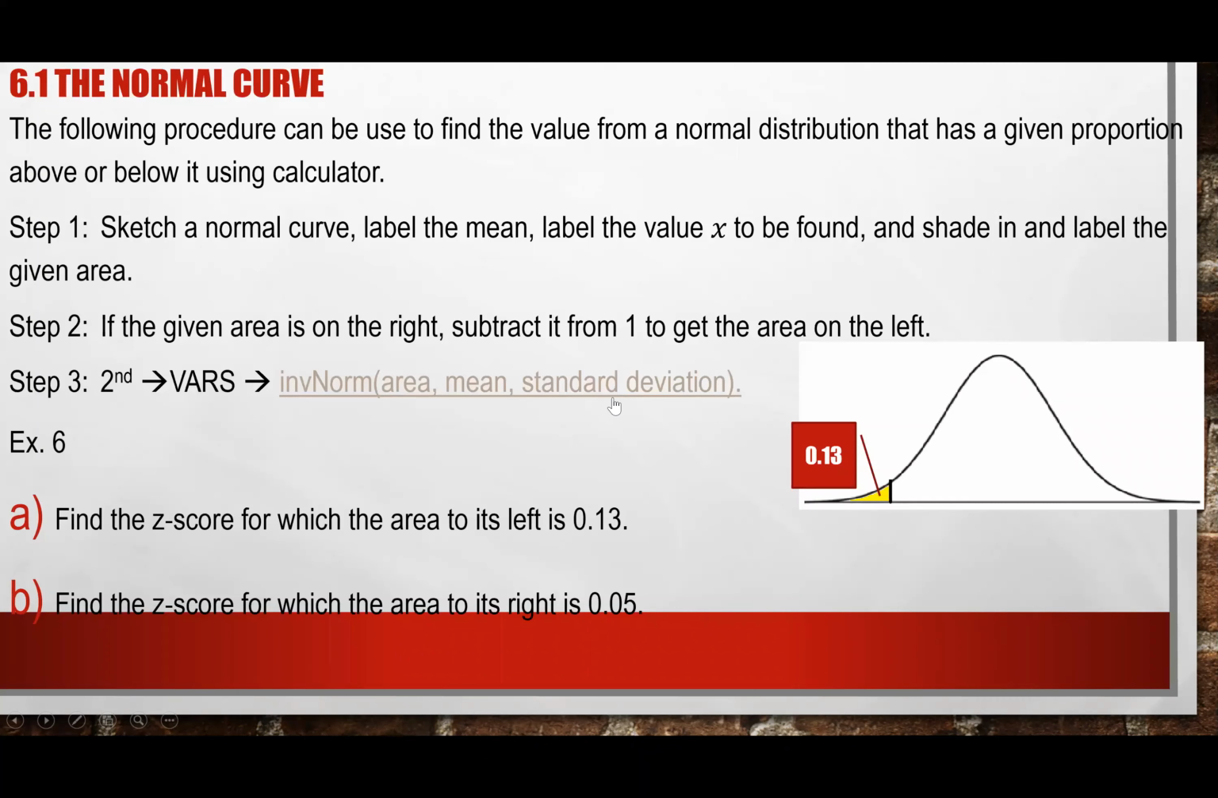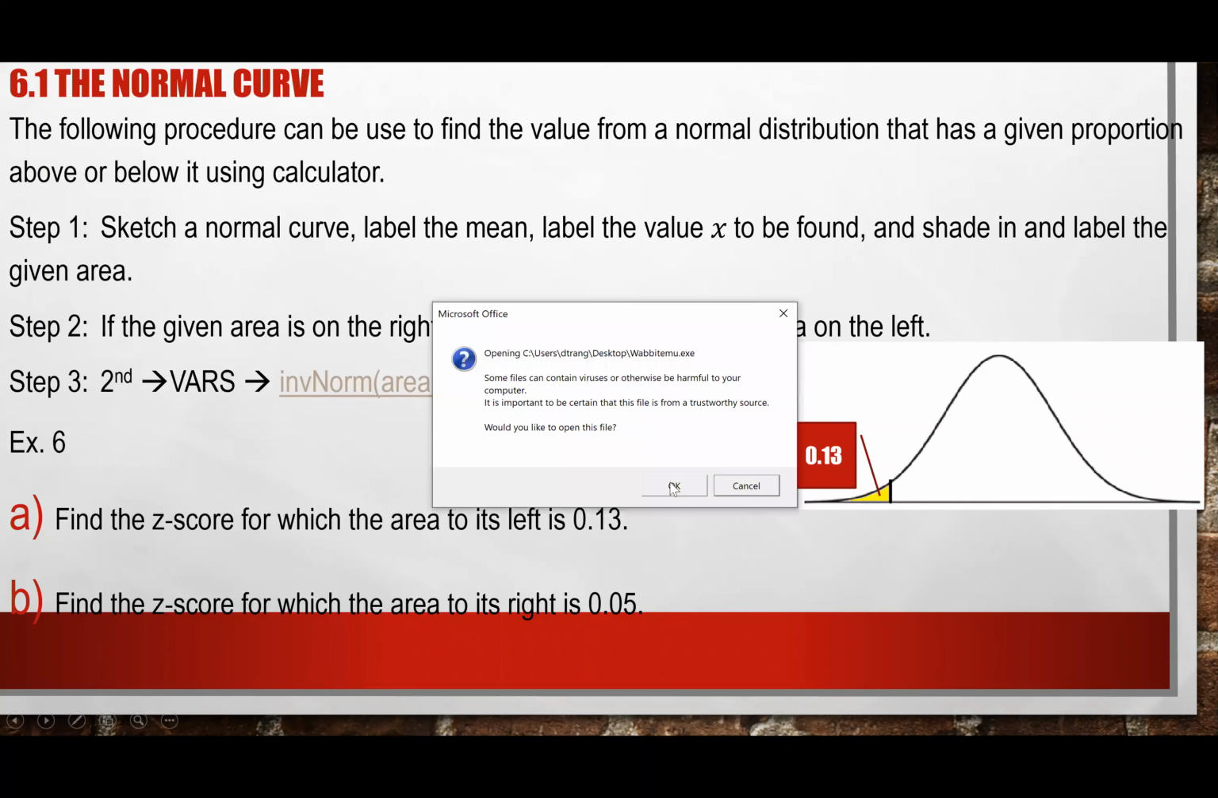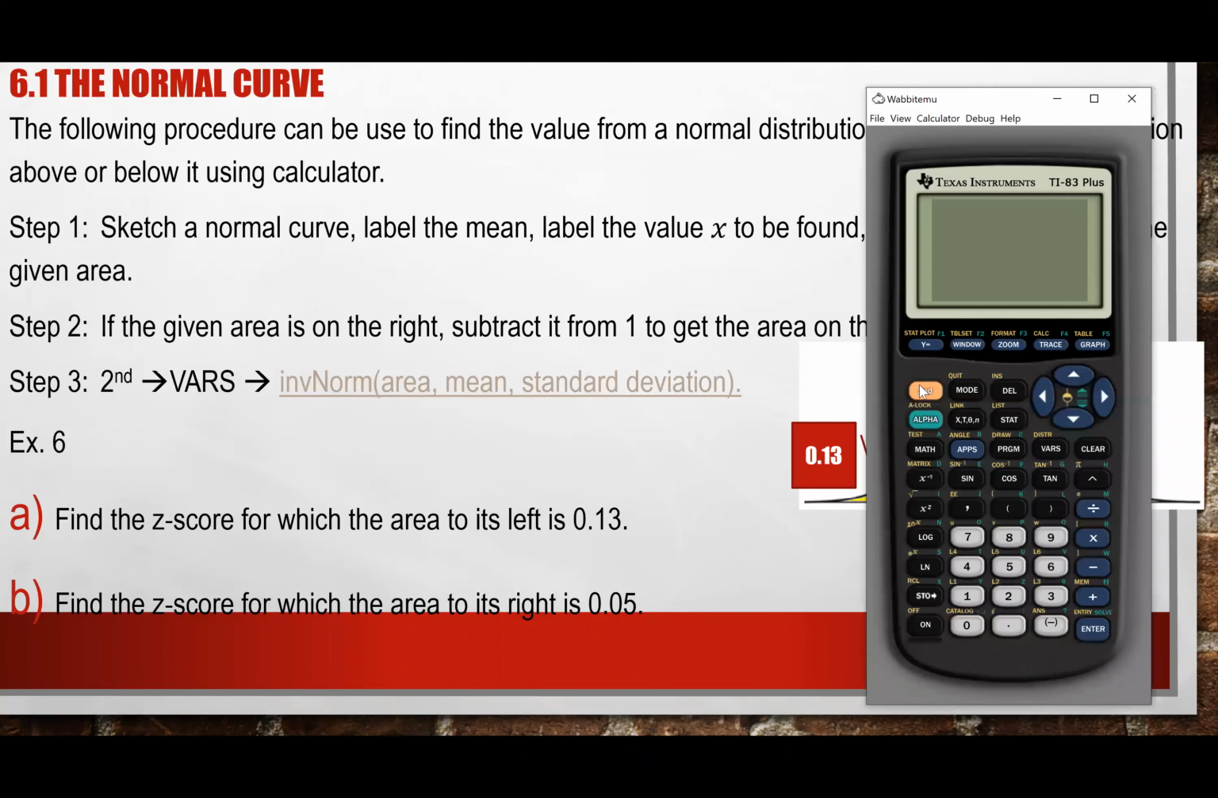Now all I need to do is plug into second var, inverse norm, which is invNorm. And again, I put 0.13, comma, 0, comma, 1. Close my parenthesis. And this is what I should get, which is negative 1.1264.